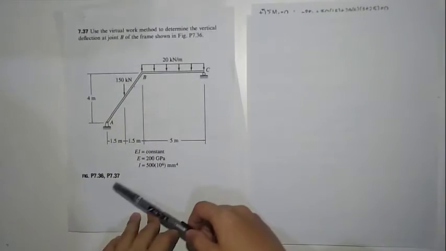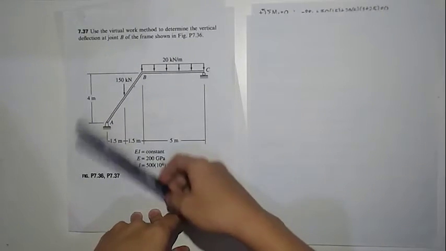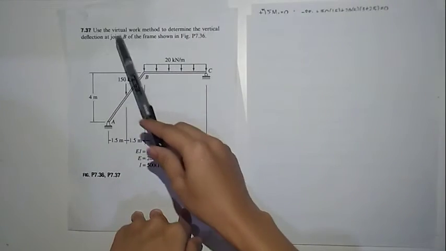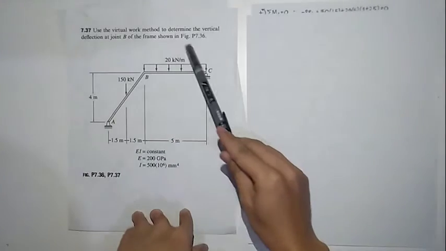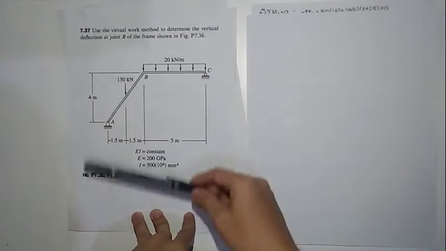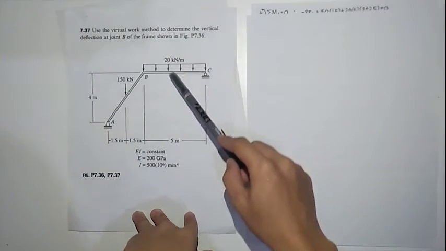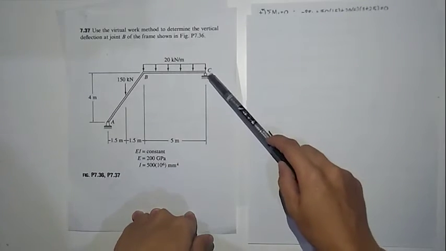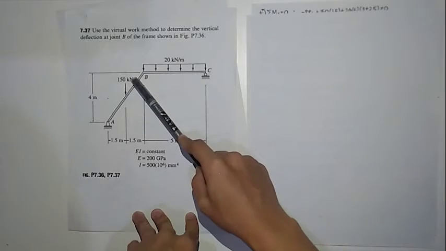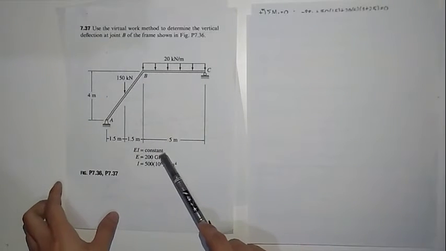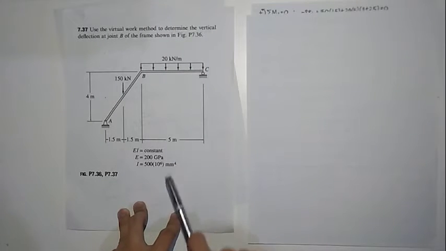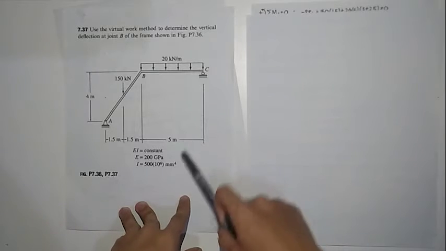So, problem 7.37. Use the virtual work method to determine the vertical deflection at joint B of the frame shown in figure 7.36. Ito po ang figure 7.36. At meron po tayong distributed load na may pin at saka roller po na dito nakalagay. At mga distances po nila na may 150 kN. So, EI is equals to constant, E is equals to 200 GPa, and I is 500 times 10 raised to 6 millimeter raised to 4.